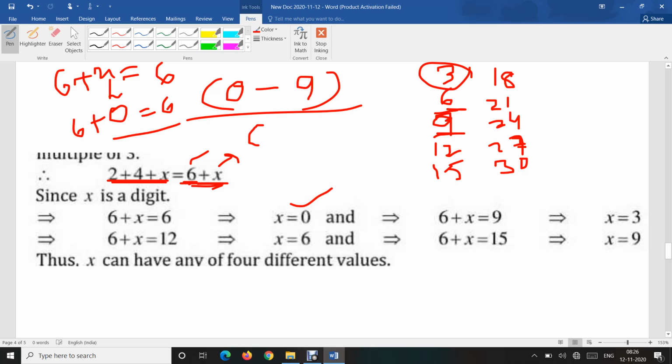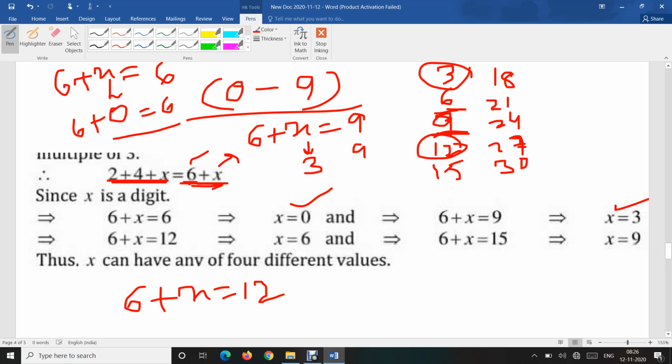The next is 9. How can we get 9 from this x? If the value of x is 3, then we get the next multiple. That means the next value of x is 3. The next is 12. How can we get 12 from 6 plus x?